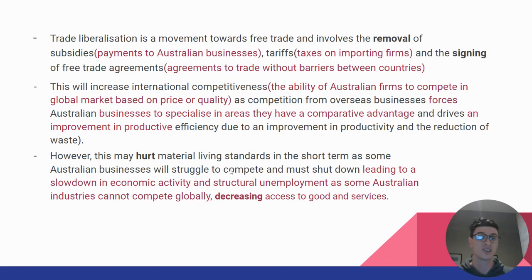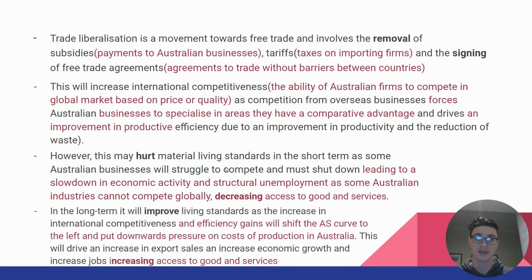Which leads to the final mark, which is we're just going to do exactly the same. We're just going to give more detail here. So it'll improve living standards in the long term because efficiency gains will shift aggregate supply. We could say it increases the capacity of the economy, but mainly it puts downward pressure on the cost of production in Australia. So if we can become more efficient due to competition, due to us specialising, then that would put downward pressure on costs in Australia. And that means we're more internationally competitive. That will drive jobs. And again, at the end, I've just explicitly stated that will increase access to goods and services. So there's a lot going on there.